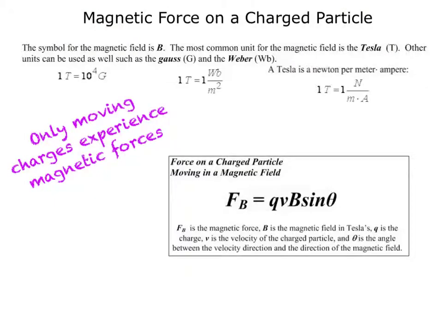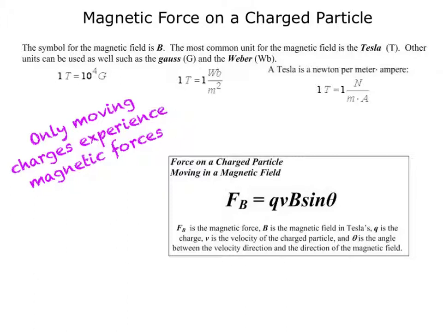Now, the symbol that we use for magnetic field is a capital B, and the most common unit for magnetic field is the Tesla. There are other units that can be used, such as the Gauss or the Weber, but in physics we use the Tesla. Now, like electrostatic forces, magnetic forces can be both attractive or repulsive, but the main difference is that while electrostatic charge could be a point charge, magnets must always have a north and south pole. They have to be a dipole.